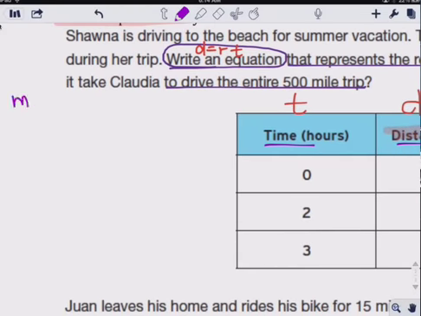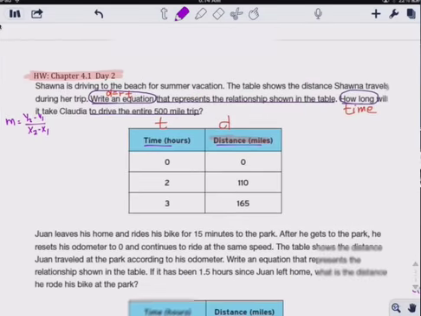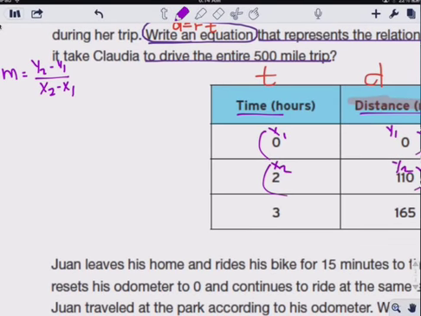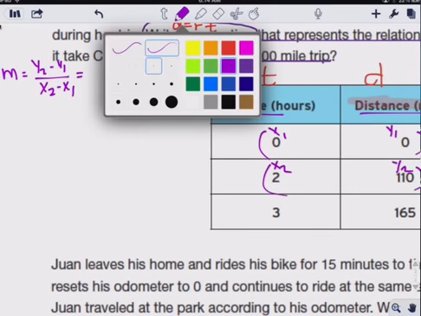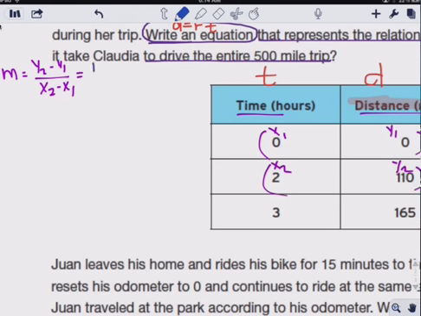Okay, slope or rate is y2 minus y1 over x2 minus x1. So this is x1, y1, x2, y2. So that equals 110 minus 0 over 2 minus 1.